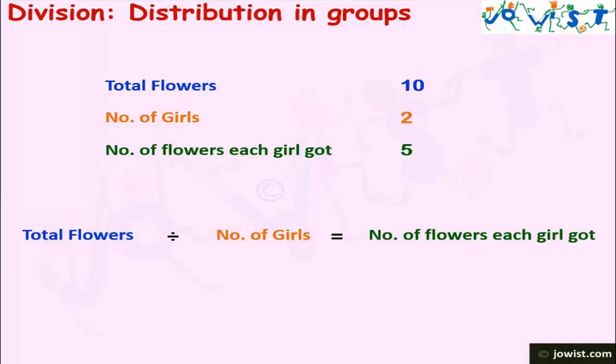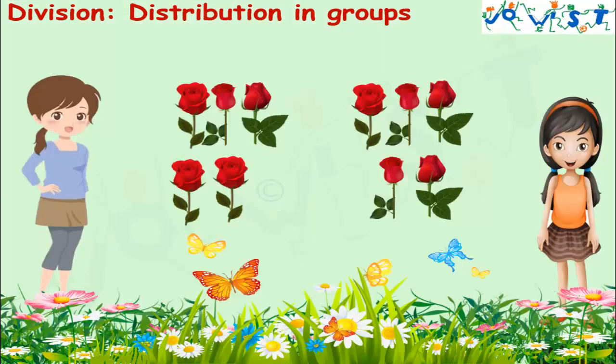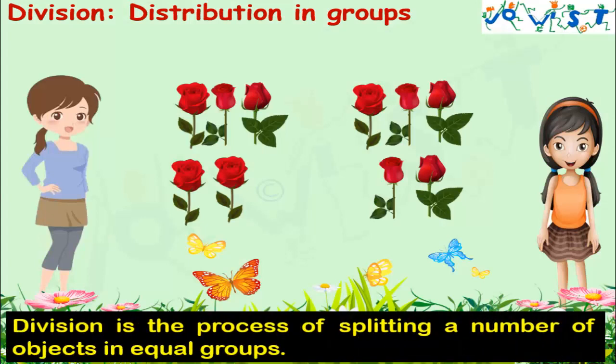How many flowers were there? Yes, there were 10 flowers. And how many girls were there? There were 2 girls. So we can write it as 10 divided by 2 is 5. So we can say that division is splitting or dividing the objects in equal groups.